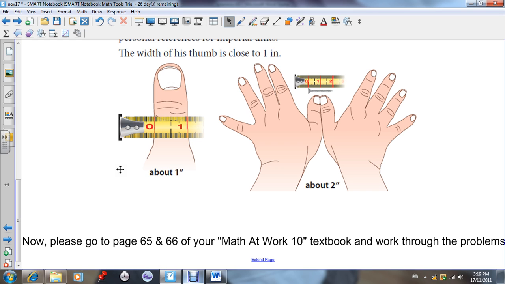Okay? Now, next thing is, boys and girlies, have fun. This stuff is all about learning and about how we can use different things in mathematics and how it relates to the real world and to our everyday lives. So go to page 65 and 66 in your Math at Work 10 textbook. Work through those problems that you see on those 2 pages. Take your time, have fun, and hopefully you get something from this lesson today, and I'm sure you will.